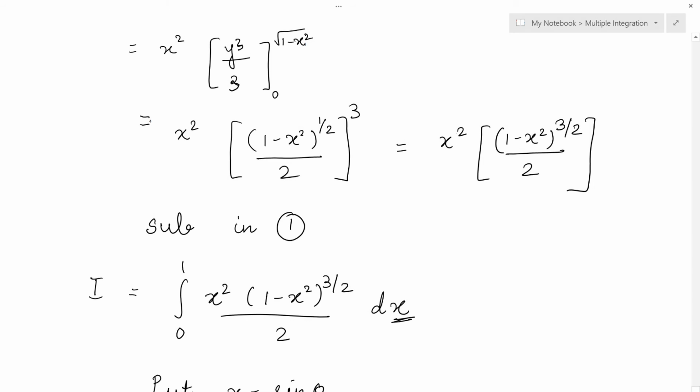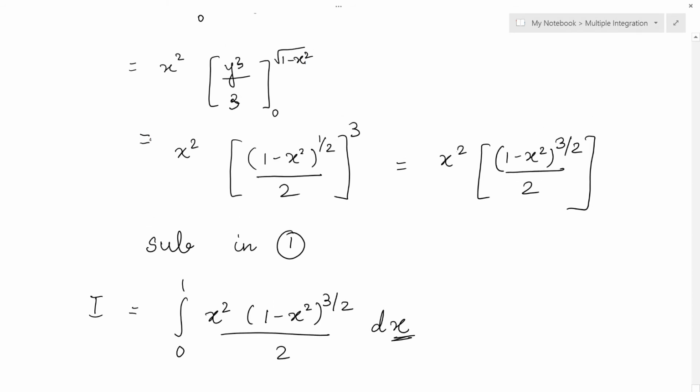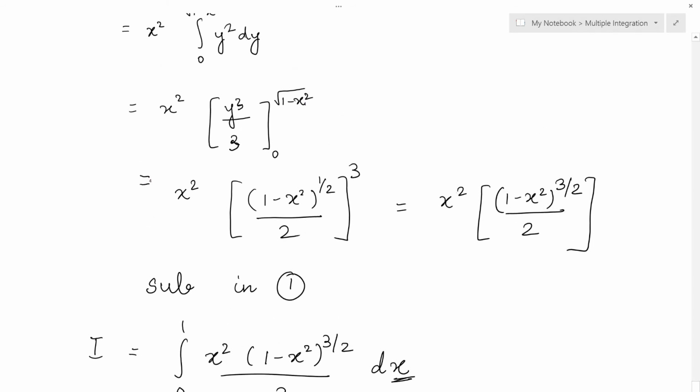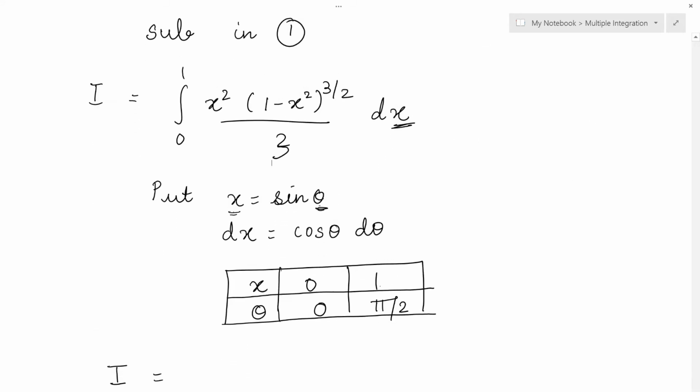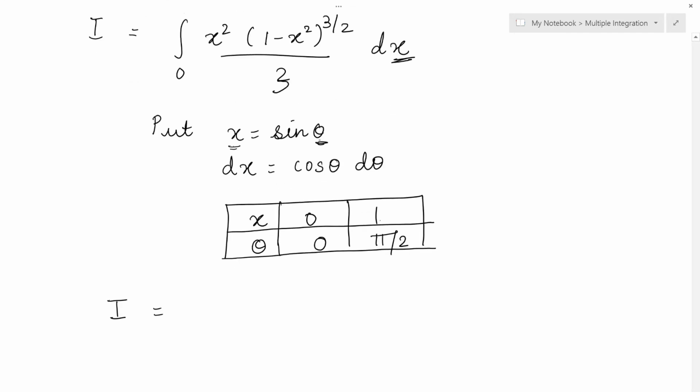Okay, one minute. Let me check the earlier part. This was y cube by 3, so this will be 3. Just make a small correction over here. The 3 will be carried forward, so this 1 by 3 can come outside the integration. Okay, and now we will substitute.